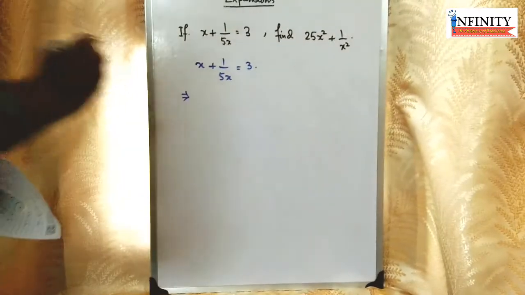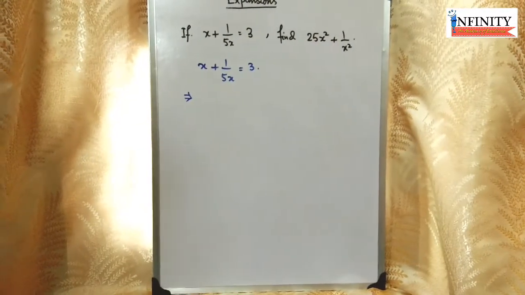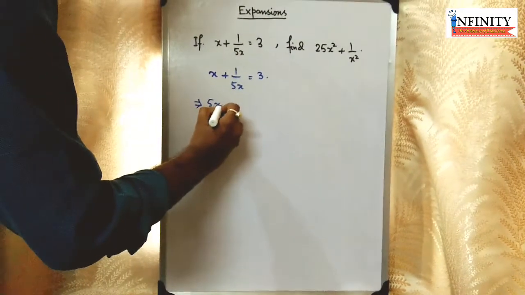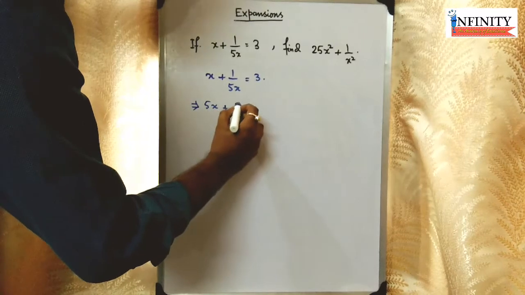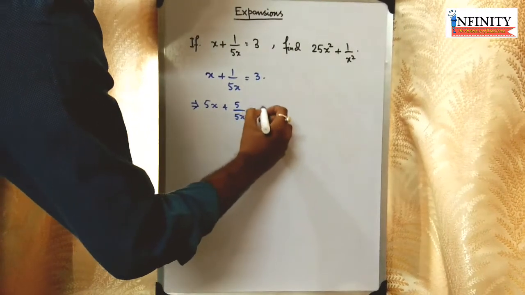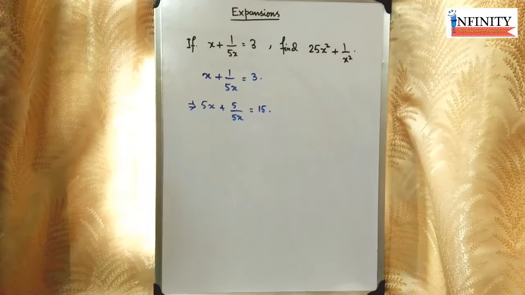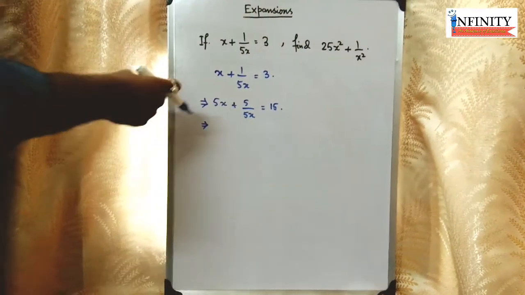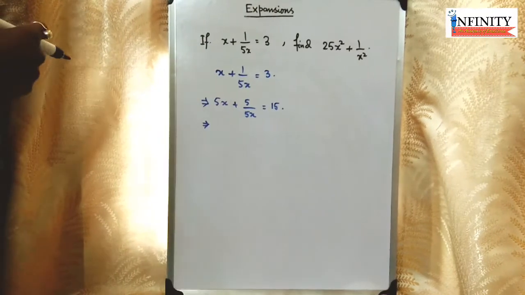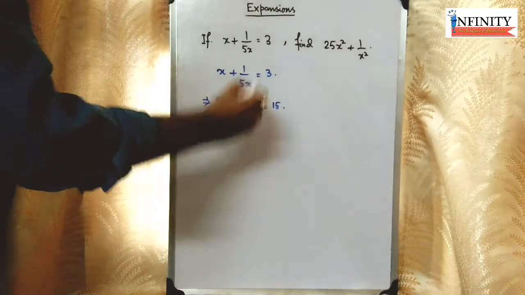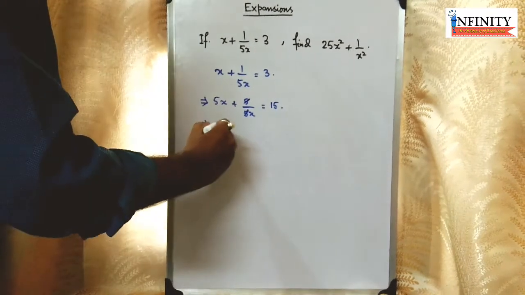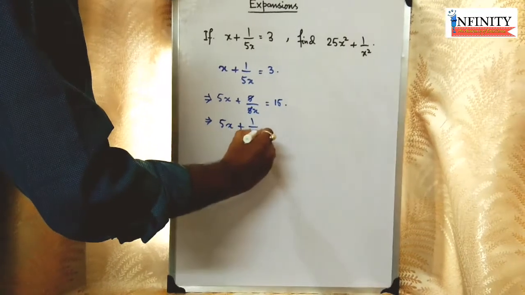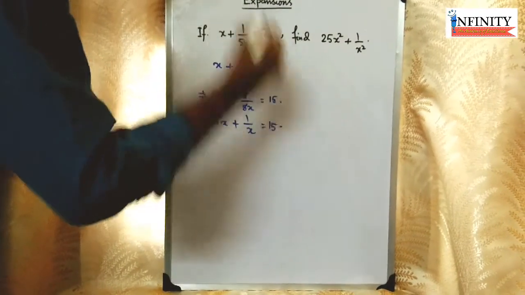Now multiply on both sides by 5. Then it will be 5x, and 5 by 5x, and 15, right? Then what happened? The coefficient of x becomes 5, and the coefficient of 1 by x changes to 1, right? Then it becomes 5x plus 1 by x equals 15.